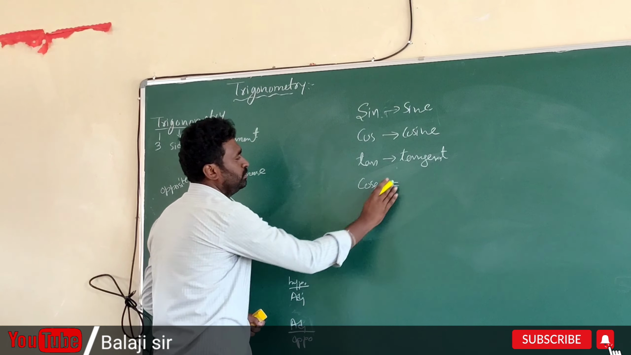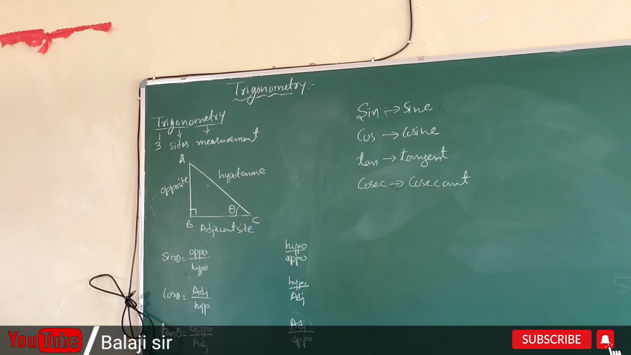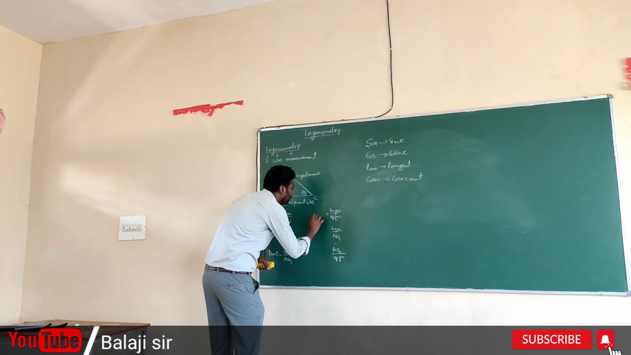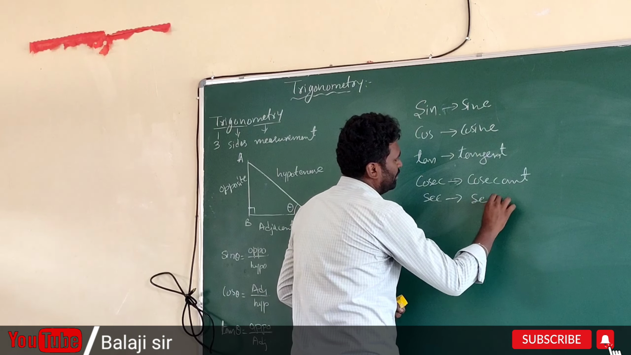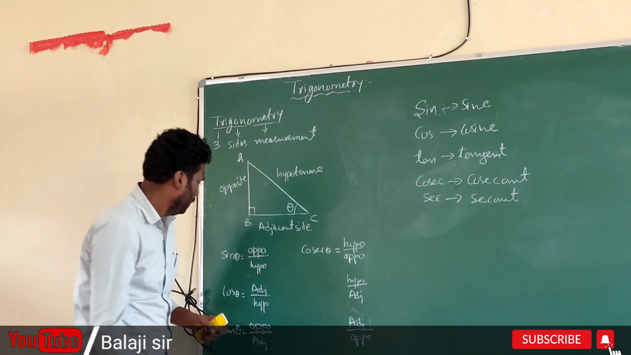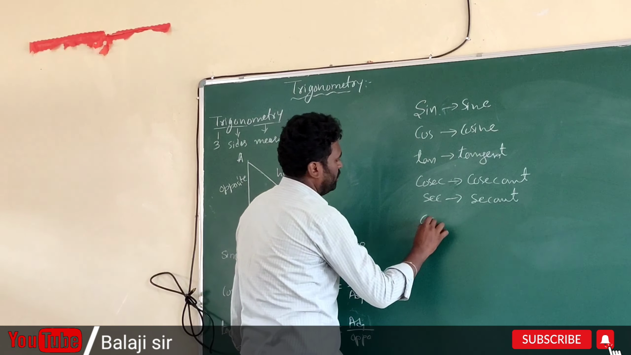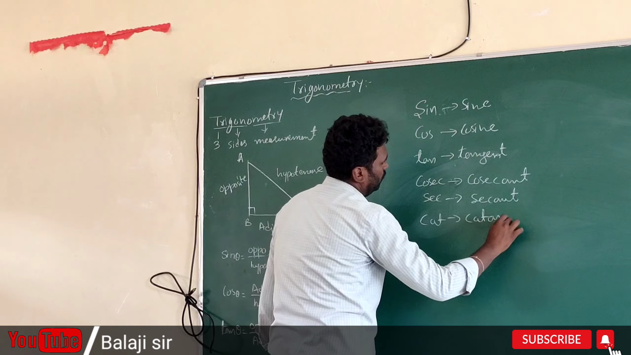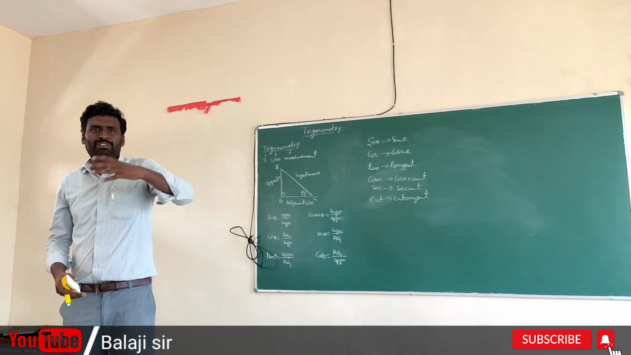The next is cosec. Cosec's complete name is cosecant. So this is cosec theta. Next is sec. The complete name is secant. So this is secant theta. The last one is cot theta, which we call cotangent. The full name is also required. You should know what the shortcuts and the complete names mean.